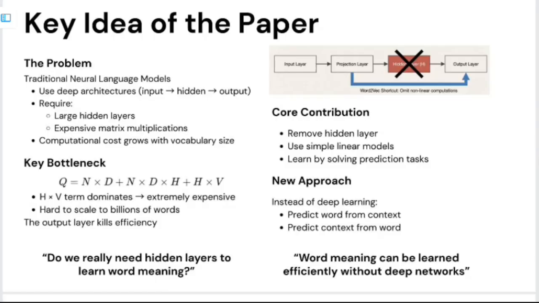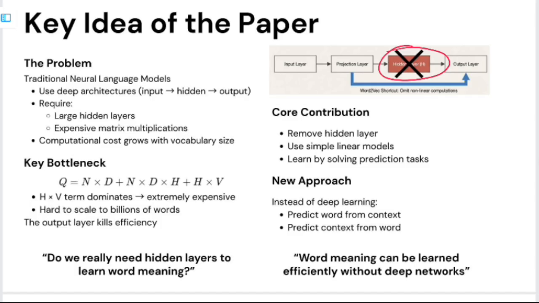Up to this point, we've seen how traditional neural language models work, and we've also seen where they struggle, mainly with computational cost. Now, this slide introduces the central breakthrough of the paper. The authors observe that the biggest issue is the hidden layer and the larger output layer. The computation grows with vocabulary size, and this makes it extremely hard to scale to real world datasets, especially when we are dealing with billions of words.